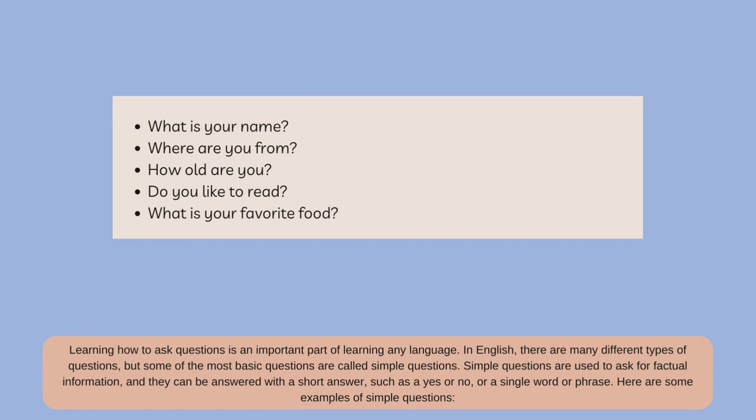Learning how to ask questions is an important part of learning any language. In English, there are many different types of questions, but some of the most basic questions are called simple questions. Simple questions are used to ask for factual information, and they can be answered with a short answer, such as a yes or no, or a single word or phrase. Here are some examples of simple questions.